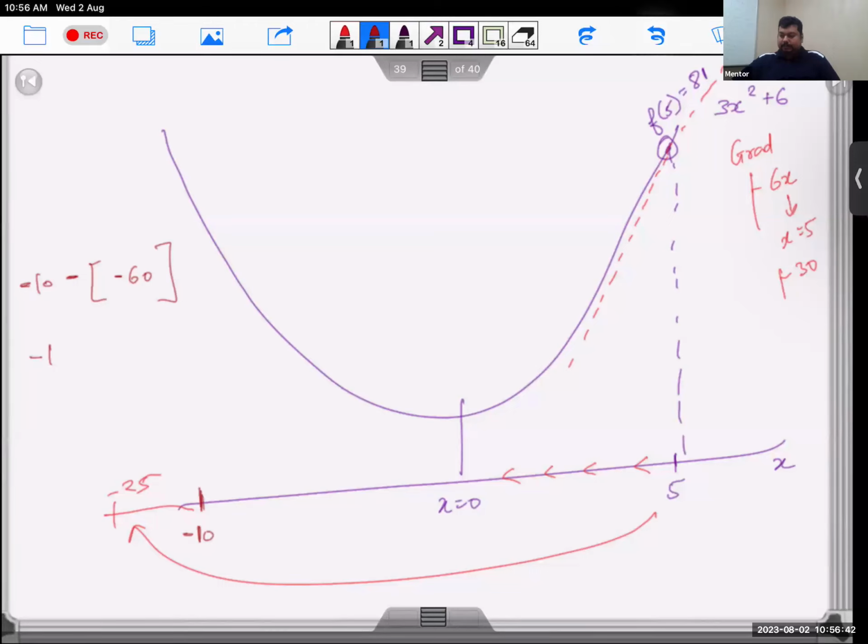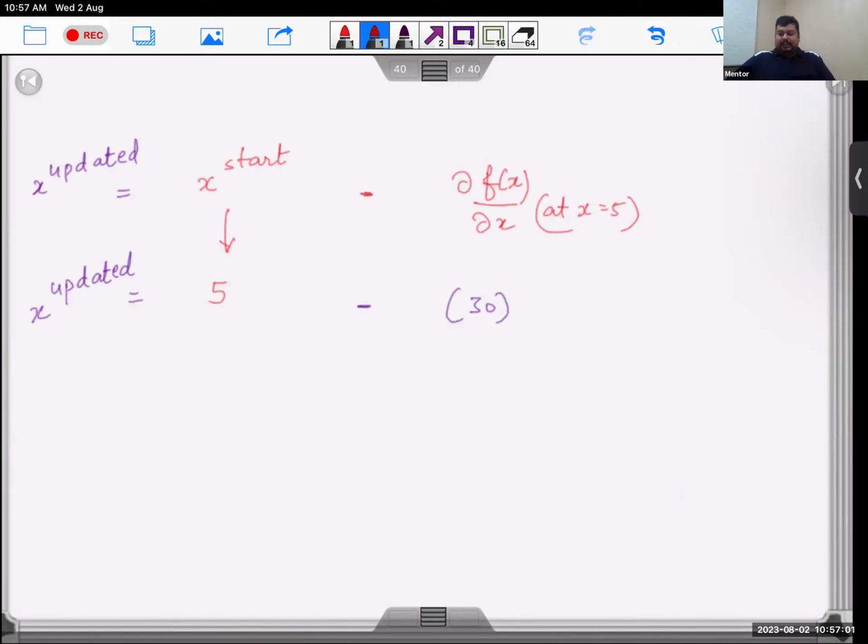Do you realize that there is a problem if I'm doing this? And what is the problem? Can you comment on it? Don't you think you're overjumping? You're kind of overshooting the minimum. Yes or no? So, do you think I can control this jump by multiplying a factor? Let's say I'm controlling this jump by multiplying a factor. I'll represent it like this: eta. Eta is called the learning rate.